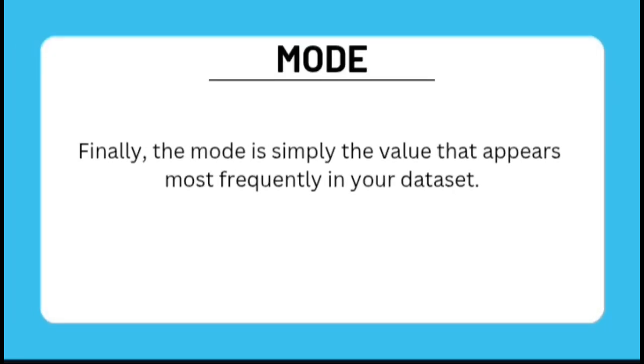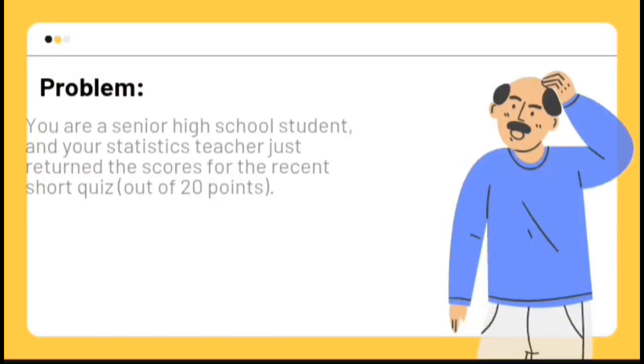Mode. Finally, the mode is simply the value that appears most frequently in your dataset. A dataset can have one mode, multiple modes, or no mode at all. The mode is useful for identifying the most common value, but it might not always represent the center effectively.